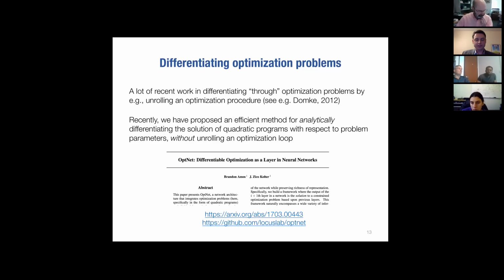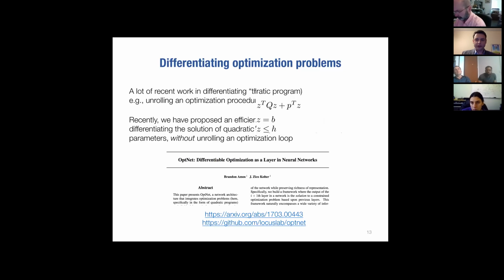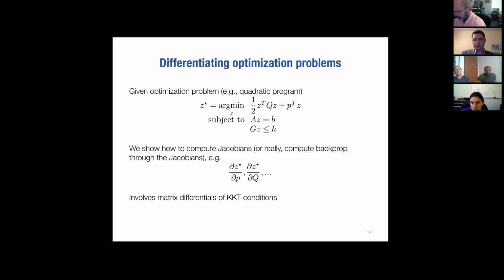And so we have a recent preprint on this, as well as some code we released on the methodology of how we go about doing this. Let me take a brief detour here to explain what this means. We do it in this paper for the case of quadratic programming problems. A quadratic program is a program where we have a quadratic objective, so you're trying to minimize z transpose Q z plus p transpose z, where Q is a positive matrix, subject to some linear equality and inequality constraints.